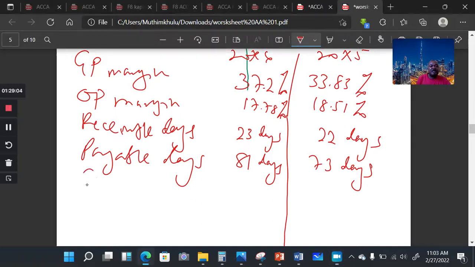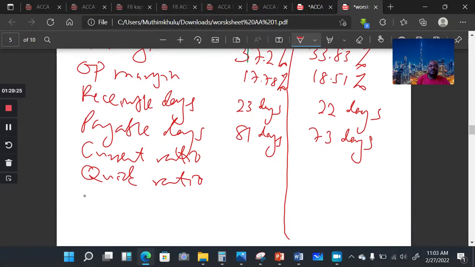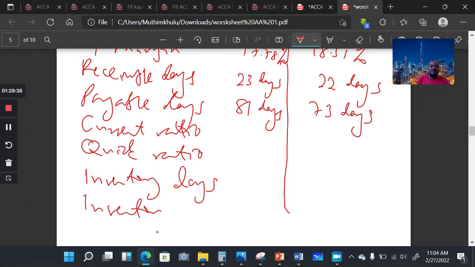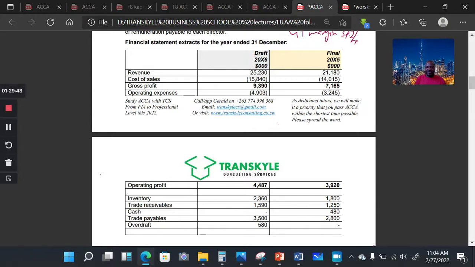We can also calculate the current ratio with its acid test ratio, the quick ratio. We can also have the inventory days and inventory turnover. Let us do the current ratio, which is the current assets divided by current liabilities.